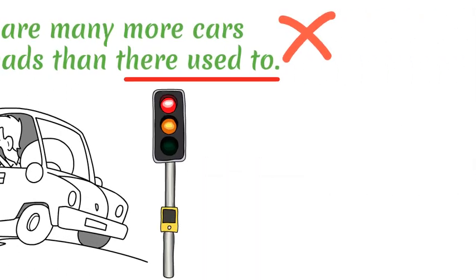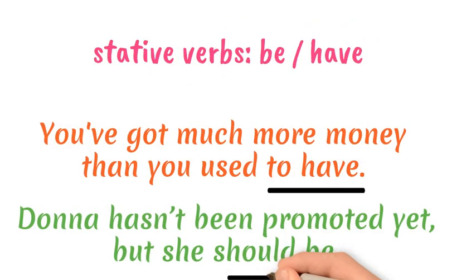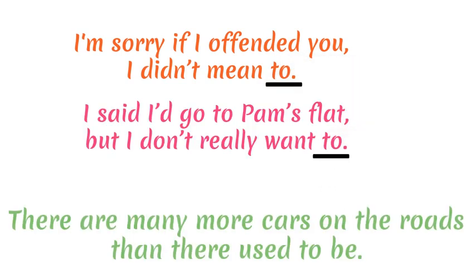Mistake number 8. When we want to shorten a sentence containing the stative verbs be and have, we still have to add the verb at the end. However, with other verbs, you can just use to. There are many more cars on the roads than there used to be.